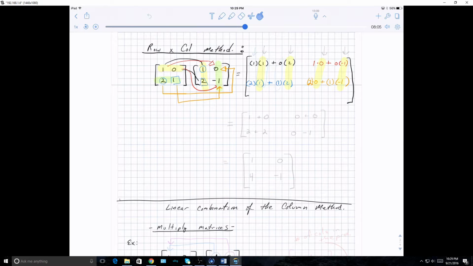Looks kind of messy to me. But let's actually put this down now and just do the calculations out. So 1 times 1 is 1 plus 0, and then we have 2, because 2 times 1, plus 2 times 1, and then we have 0 plus 0 up here, and then we have 0 and a -1 down here. So when we crunch all this together, it looks like we have 1, 0, 4, -1.